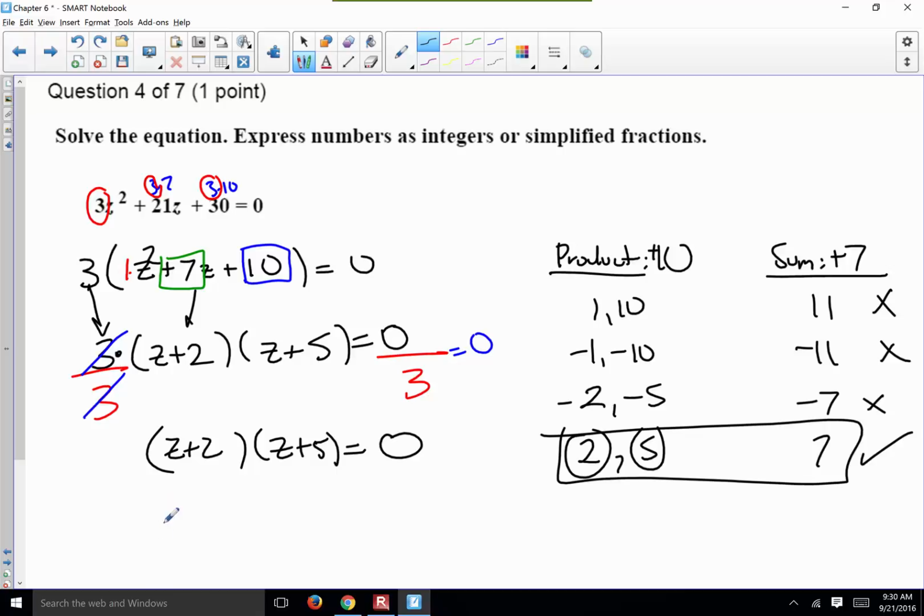Alright, now let's set this into 0 again. As I said, set this into 0, set that into 0, and get z equals -2 and z equals -5. Final answer.